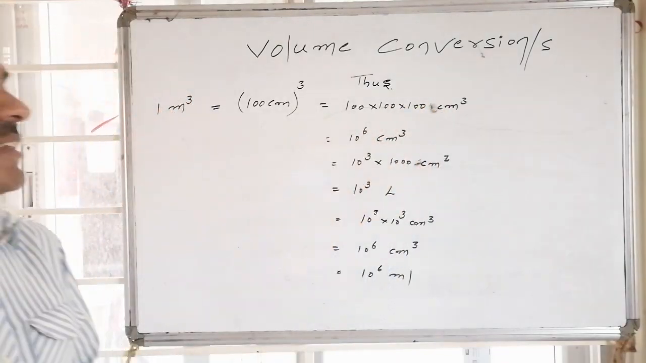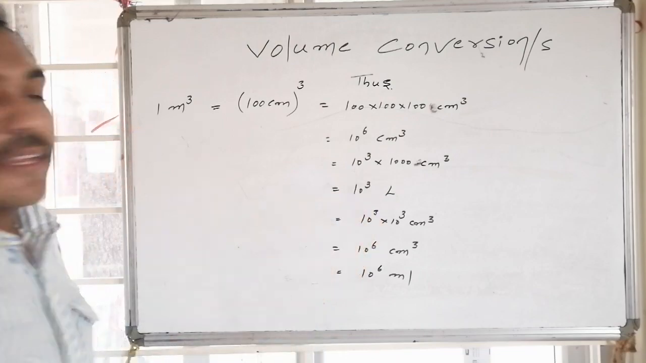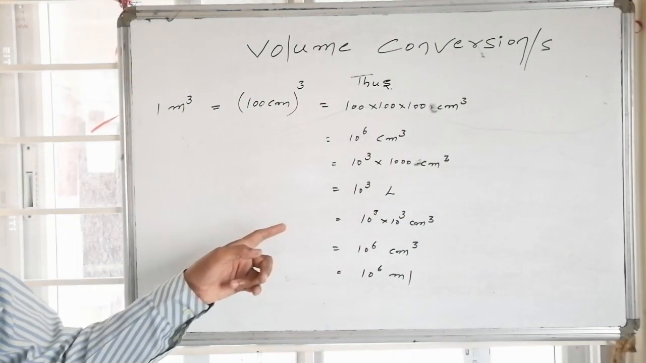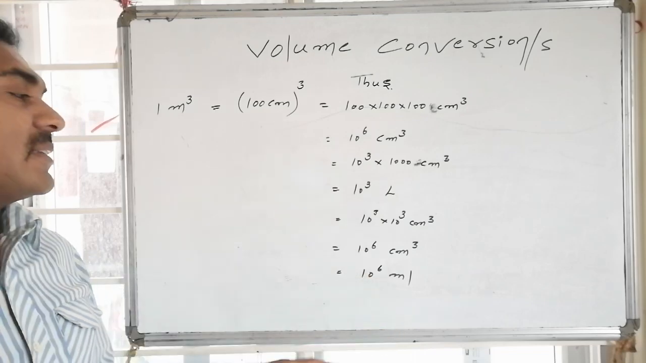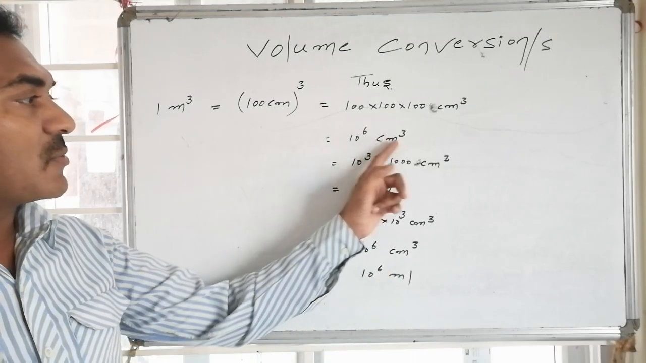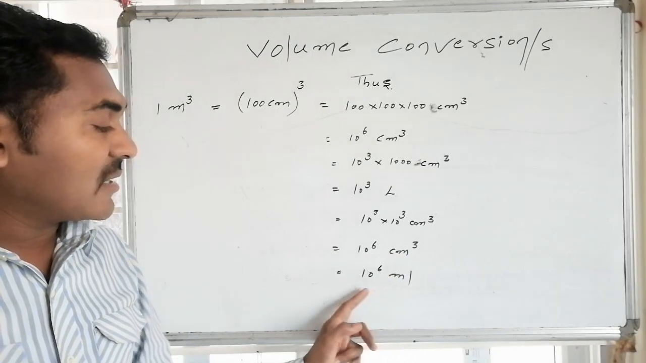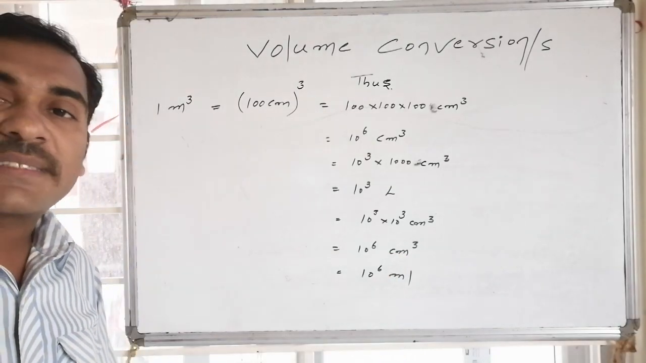1000 ml is known as liter, that will become equal to 10 power 3 liters, that is equal to how many liters? 1000 liters. That if I express in terms of cubic centimeters, that will become equal to 10 power 6 cubic centimeters. Every cubic centimeter becomes equal to ml, hence it also becomes equal to 10 power 6 ml.